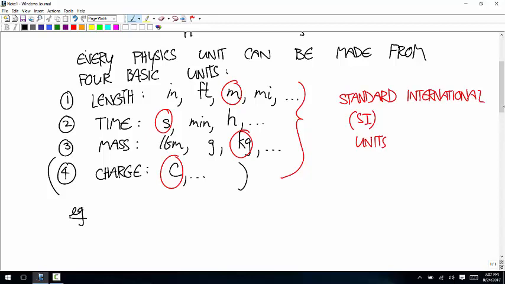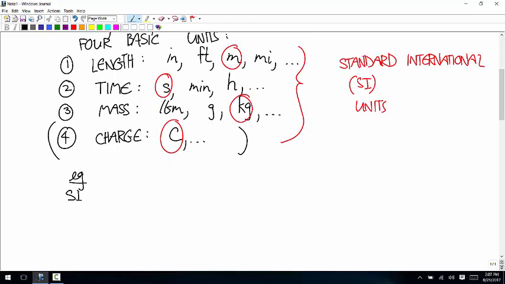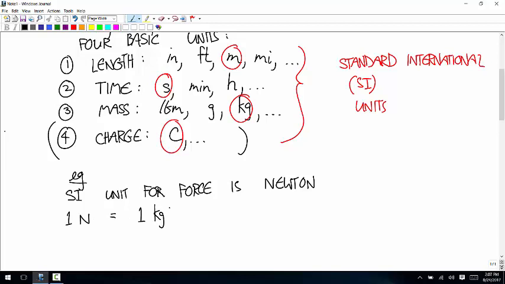Another example is the unit of force. So the SI unit for force is called the Newton. But it turns out that 1 Newton is equal to 1 kilogram times meters divided by seconds squared. And so it's a really complicated looking expression based on those four basic units, but you can write it that way.